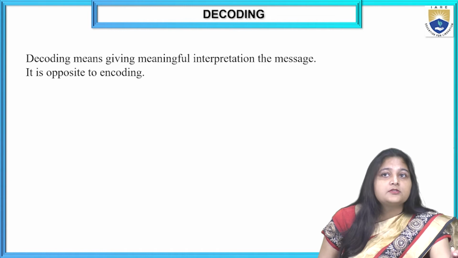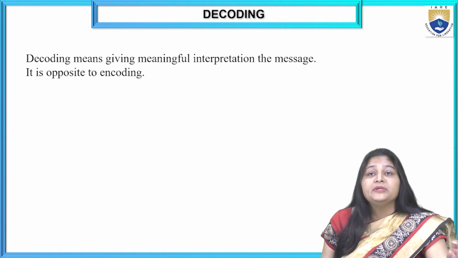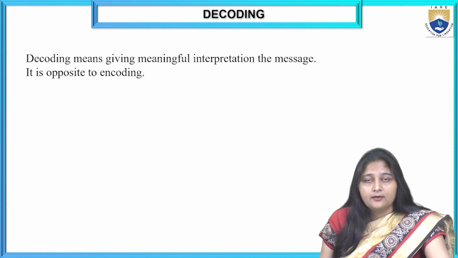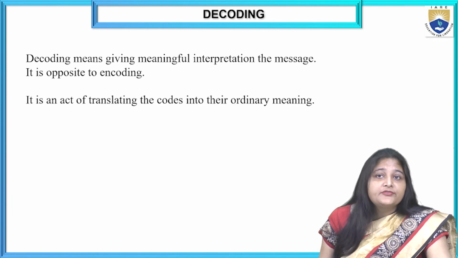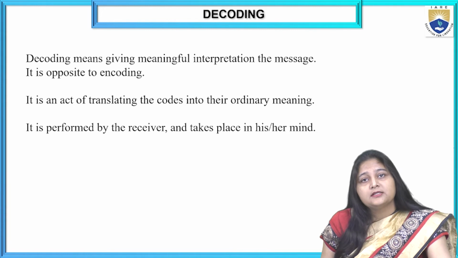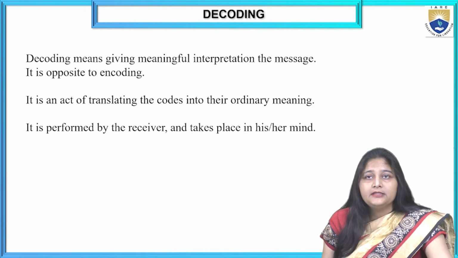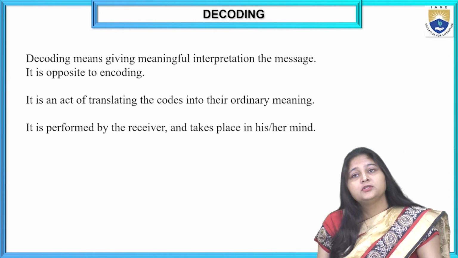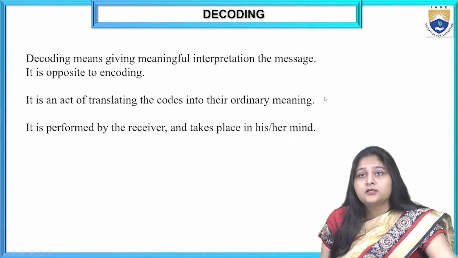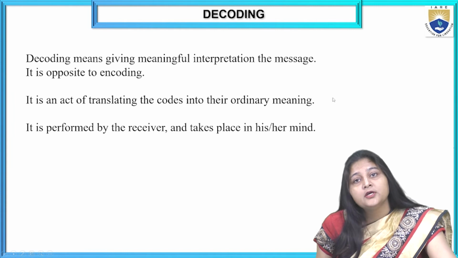Now the next term that comes is decoding. Decoding means understanding the meaning, interpretation of the message. It is the opposite of encoding. It is an act of translation of codes into ordinary meaning. The codes that are given through the message by the conveyor, you have to decode into ordinary, understandable language, in a simple, clear, and concise way. It is performed by the receiver.